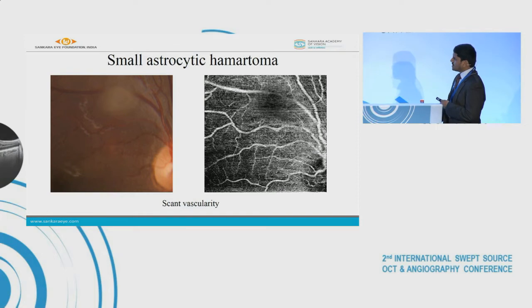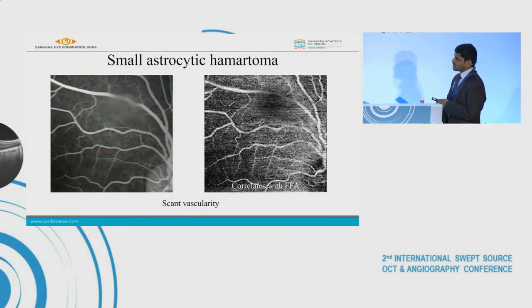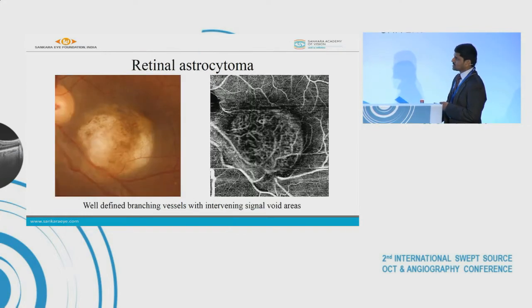On OCT-A, we can see that there is hardly any vasculature, probably very scant vasculature. It is also well known that the small astrocytic hamartomas associated with tuberous sclerosis tend to have very little vascularity. It also correlates with the fundus fluorescein angiography, where we can see a minimal hyperfluorescence in the venous phase. So the OCT-A does correlate with angiography in such cases.